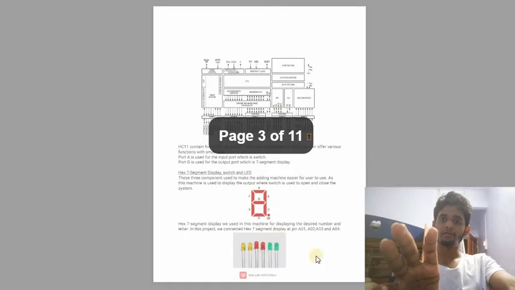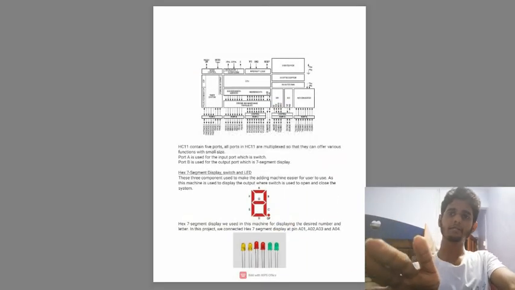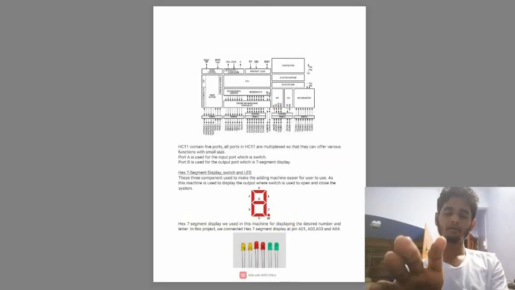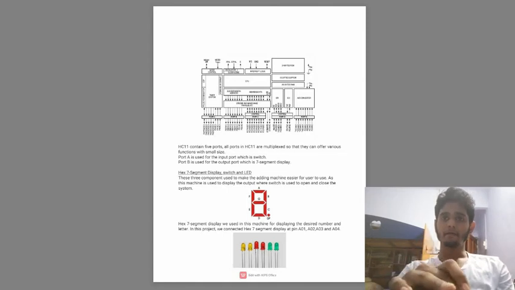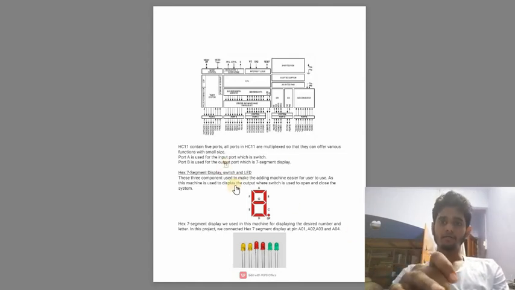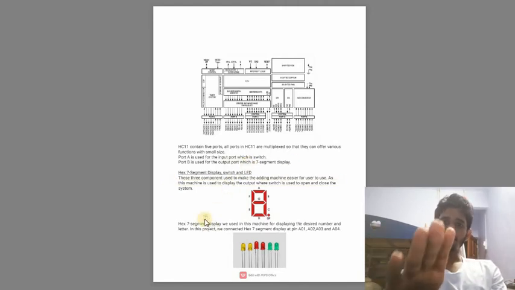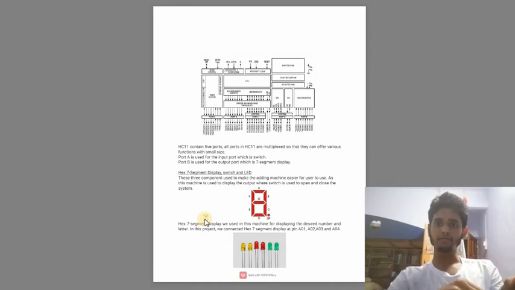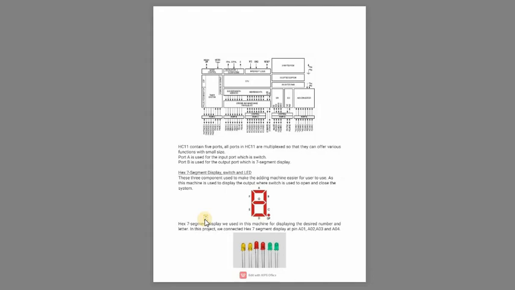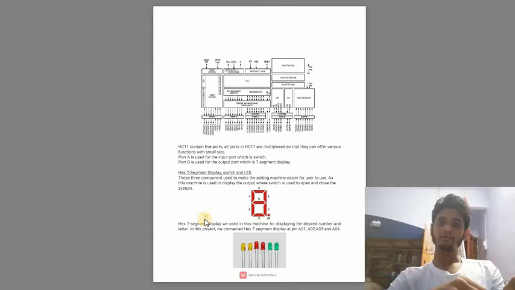Over here we have the circuit design for this system, which contains the hex 7 segment display, which is powered by 7 LEDs. As you can see in the diagram, it shows A, B, C, D, E, F, G, which represents each LED.